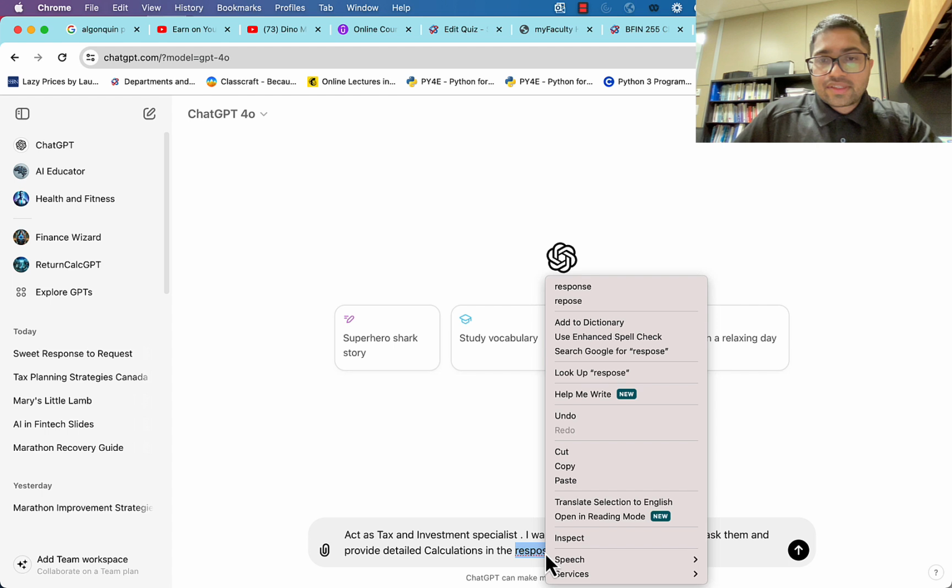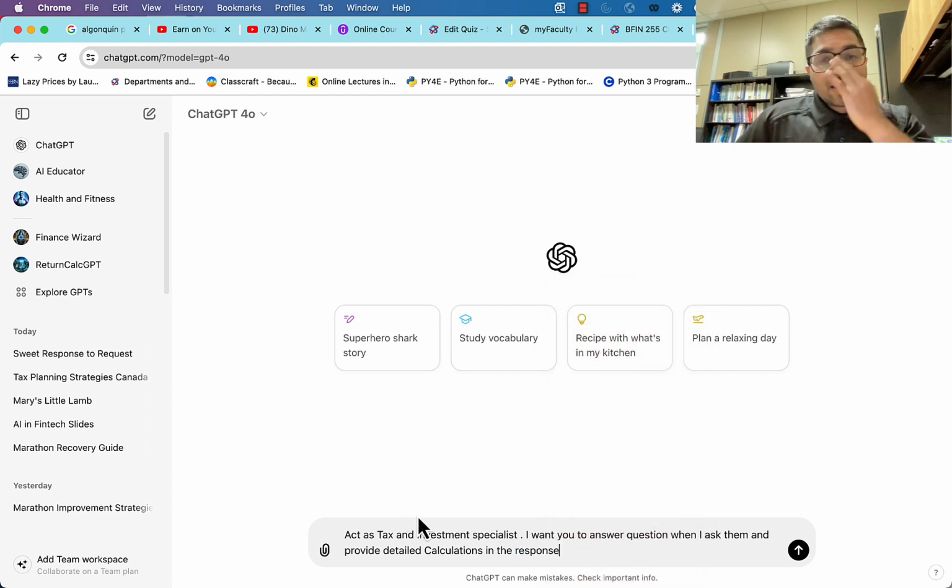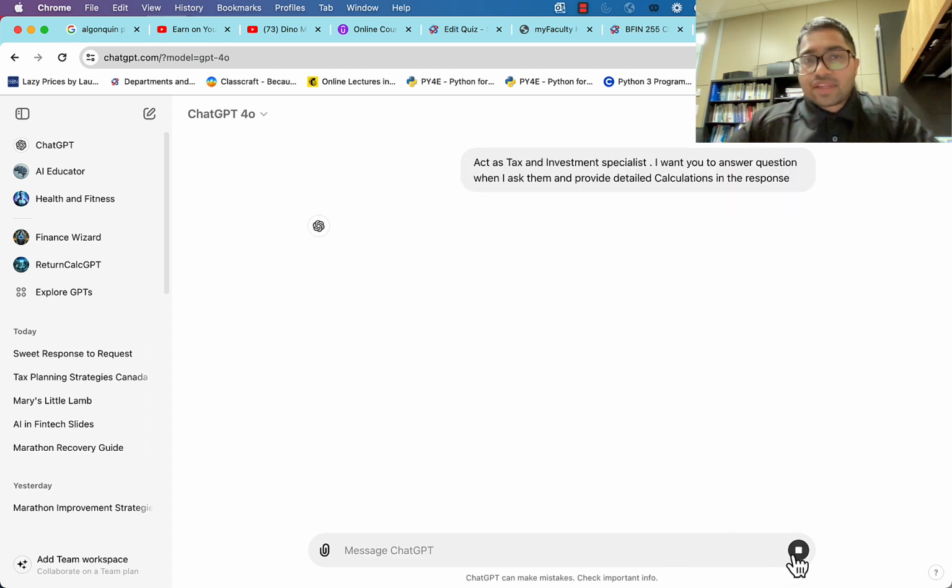Okay, so this is an example of a persona pattern. We are asking ChatGPT to be somebody. In this case, we want it to be a tax and investment specialist, so it's going to help you to plan taxes and investments. So we are going to ask a question to it and it's going to provide us detailed calculations and explanations in response. Okay, so let's see what happens.